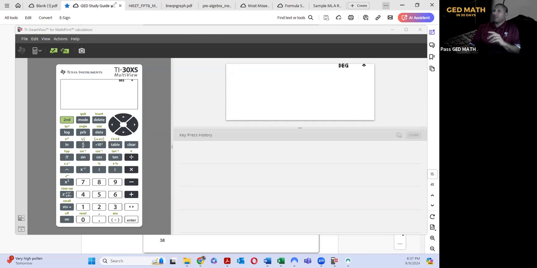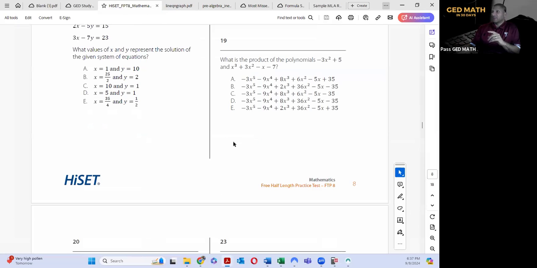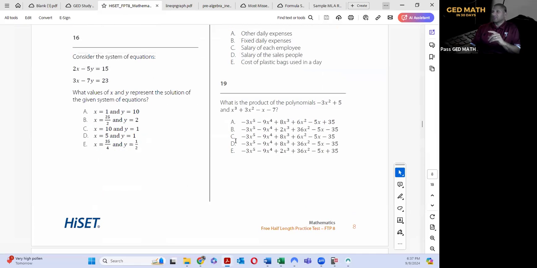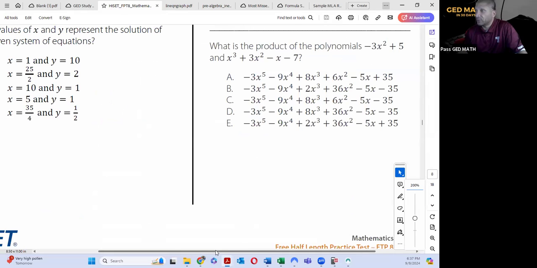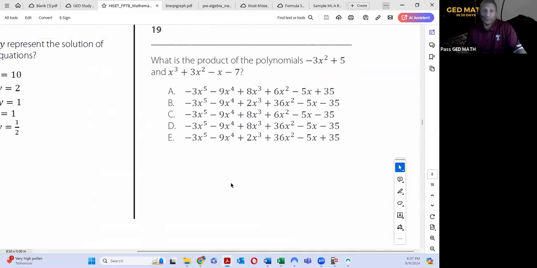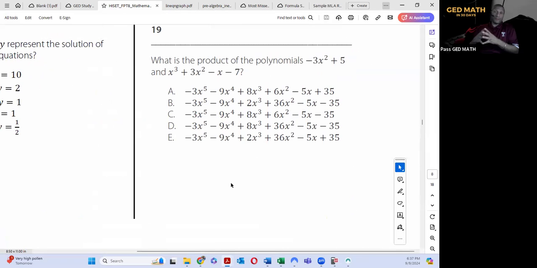It's funny because somebody sent me a question, let me see if I can find it. I think we did right here, number 19. So this is a sample test from the HiSET. Now, I don't know if you'll explicitly have to multiply polynomials. You probably will, but they won't be this difficult. On the HiSET, this question is a little bit more difficult, but it's very similar to multiplying binomials.